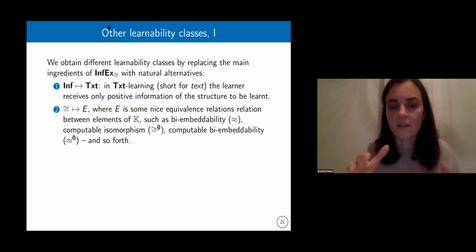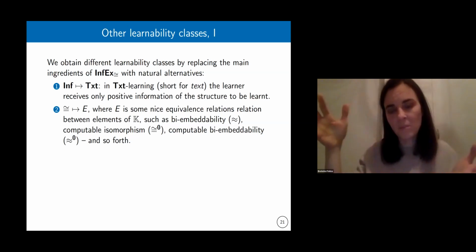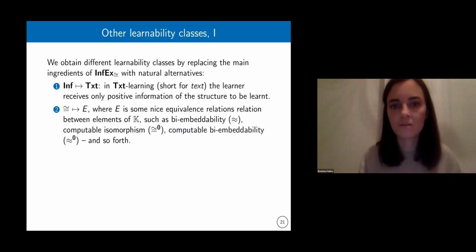So we get these finite subsets and how elements are related to each other, but not how they are not related. So they might be not related for a long time and then they become related.